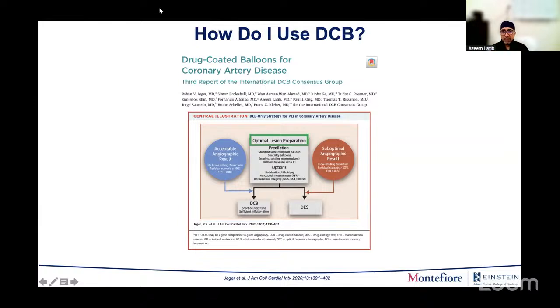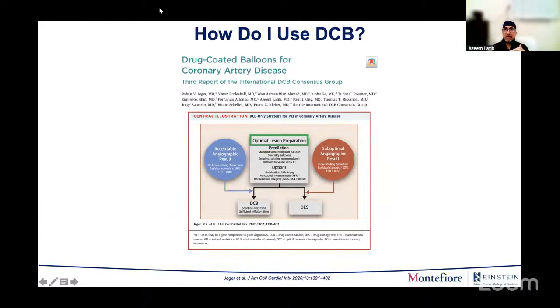I then do my angiogram and I evaluate if I have what's called an acceptable angiographic result. And what does that mean? It means I want to have TIMI 3 flow, obviously. I want to have a diameter stenosis that looks less than 30%. If it looks like 50%, it means my work's not done. And I want to have a non-flow limiting dissection.